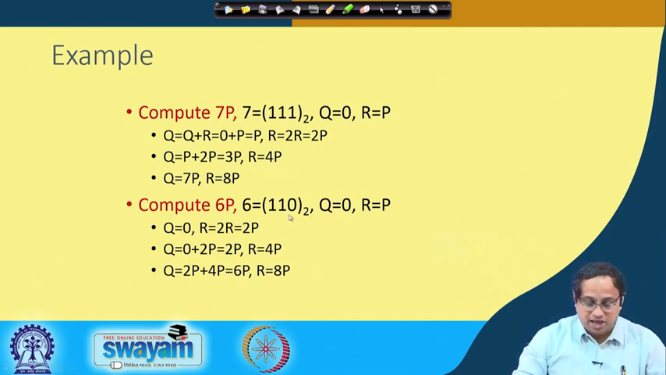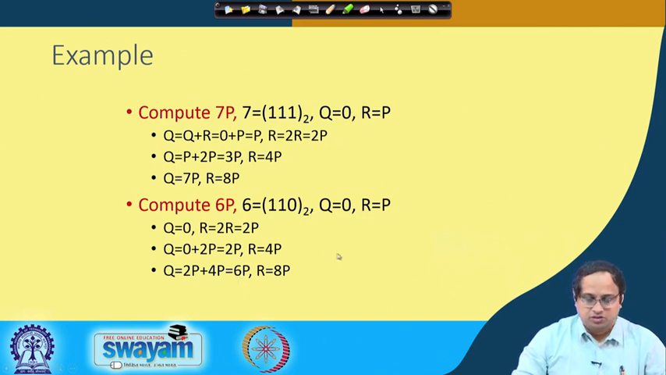Likewise, consider the 110 case. In this case I get a 0, so I don't do anything in q. There is no addition being done. Of course, I have to do a doubling, because these are always double-and-add algorithms. So I double r, I get 2p. Next time I have got a 1 here, so I add q with r, and I get 2p in q. I double r, I get 4p. And in the next iteration, I add 2p with 4p. So I get 6p. So 6p is my result.